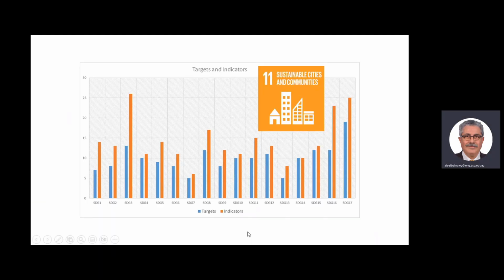And this belongs to sustainable cities and communities because most of the desalinated water goes for potable water and uses in governorates on the Mediterranean and Red Sea.